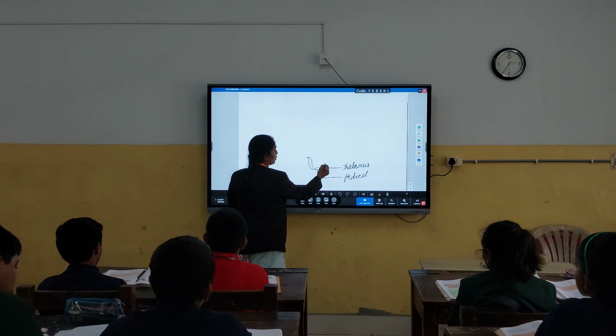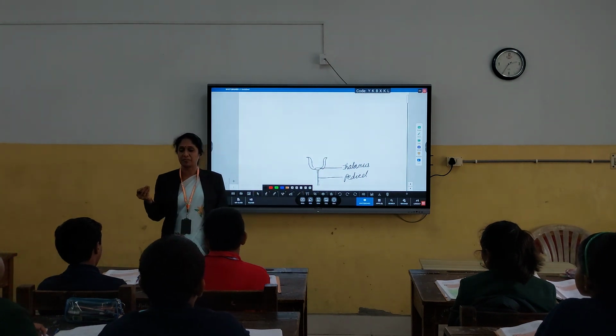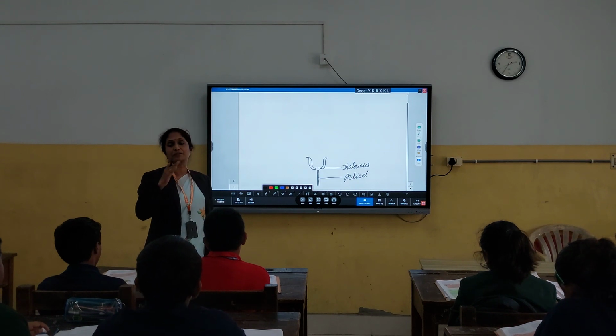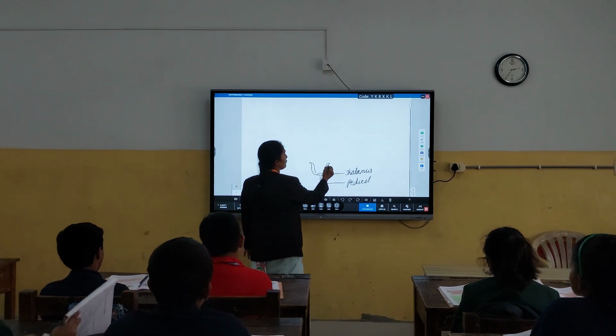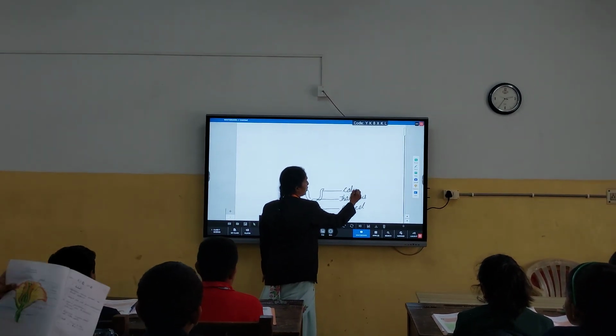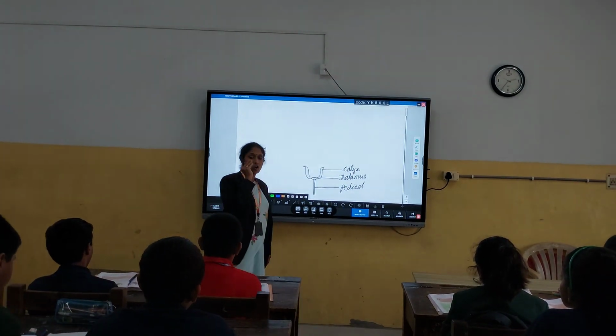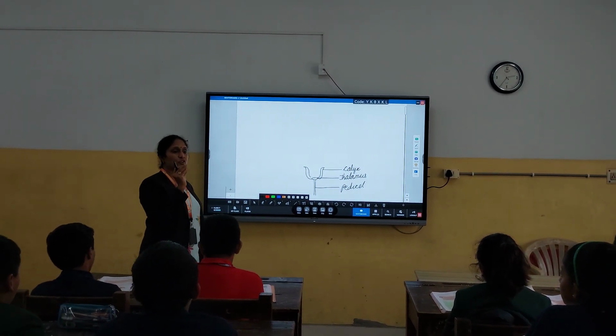The outermost whorl is called the calyx. It is made up of sepals. Some flowers have 5 sepals, some have 6. It varies from flower to flower. So few sepals together form the calyx. In the flower, at the bottom outside, you see a small green thing, also green in the bud stage. That is called the calyx.